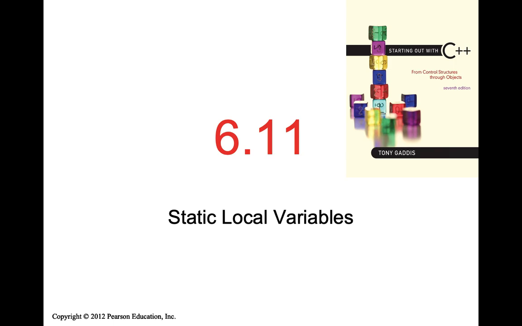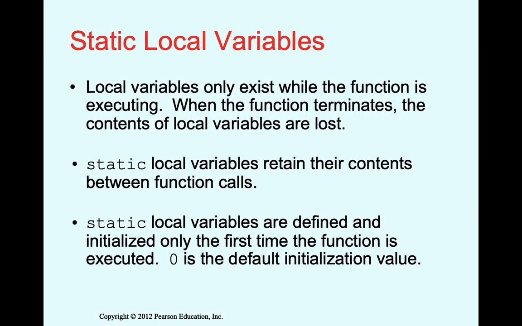So let's talk now about static local variables. Sometimes a local variable only exists while the function is executing. As we mentioned, when the function terminates, the contents of the local variable are lost. Static local variables retain their content between function calls. So sometimes when you call the function many times, you want to save the value of this local variable.